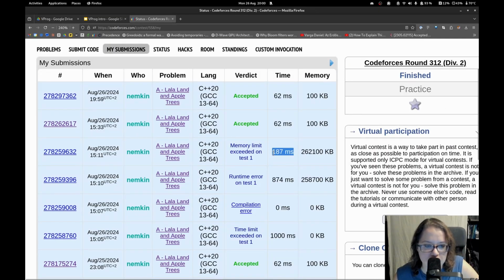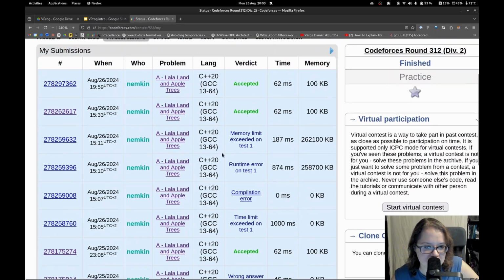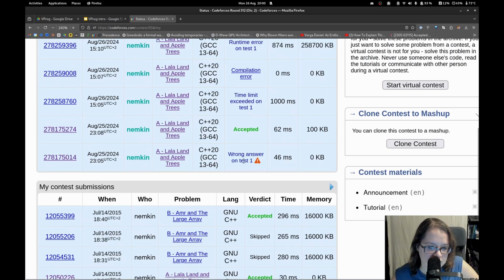If you used too much memory, if you allocated too many data structures, then you can get this as well. And these are not accepted answers. You have to stay within the limits and run correctly. So if you didn't submit correctly, then we get a wrong answer.